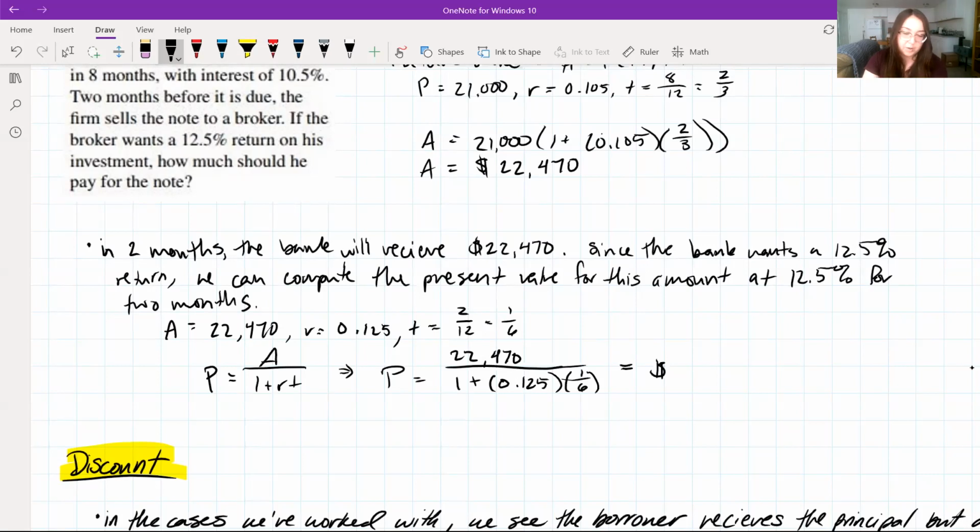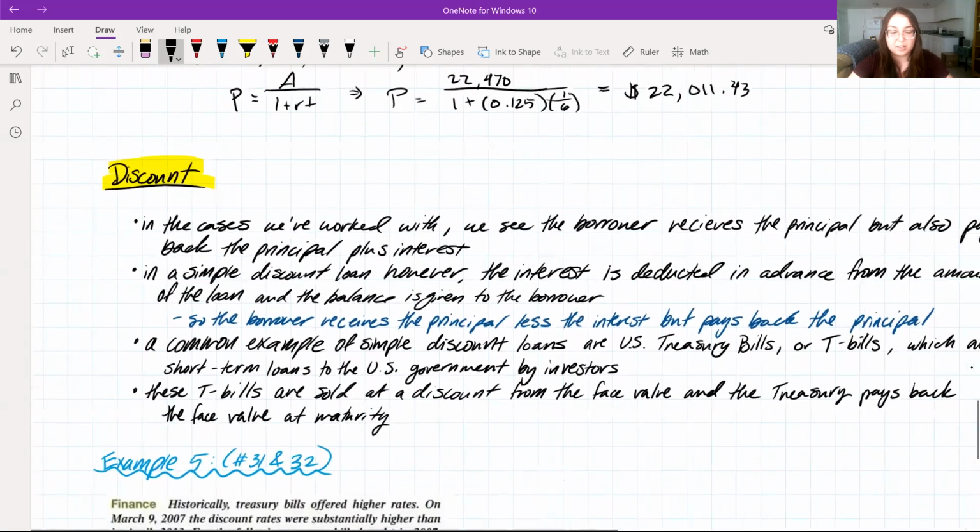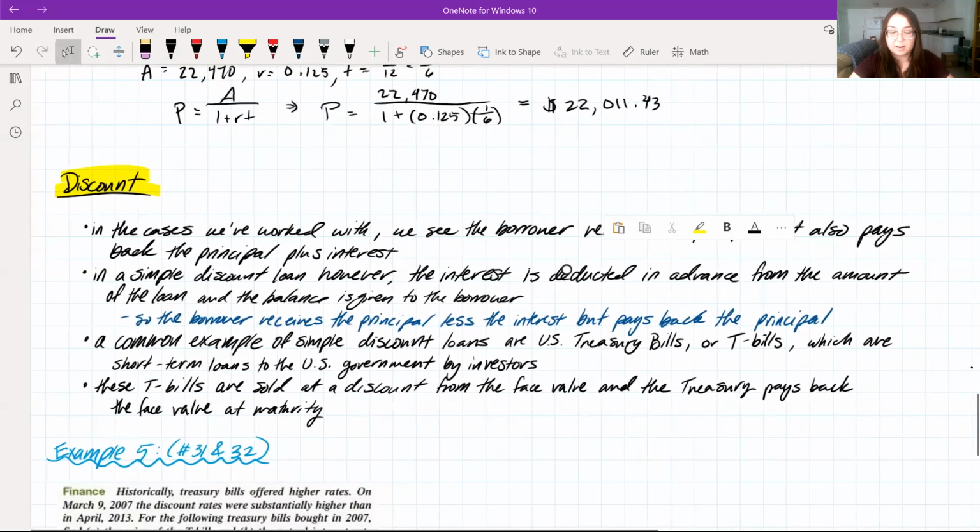And if you did, we see that our present value should be $22,011.43. So if our broker wants a 12.5% return on the investment, he should pay $22,011.43 for the note, because that would have been the present value at 6 months. All right, so now we can move on to thinking about discount.